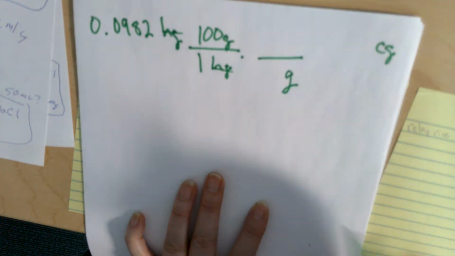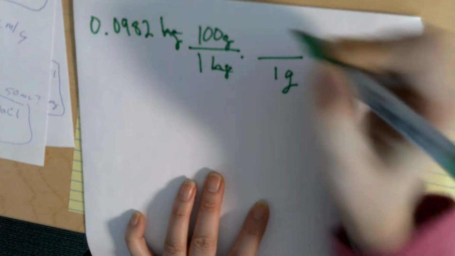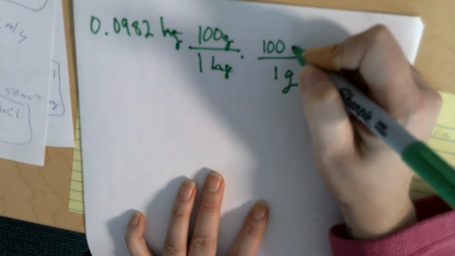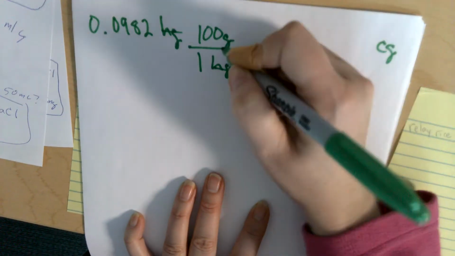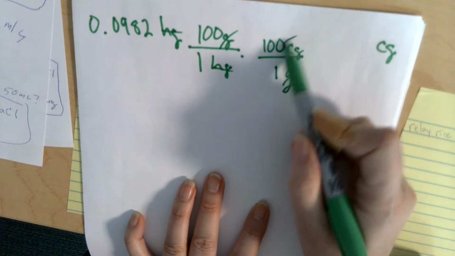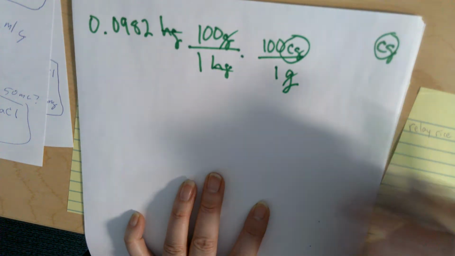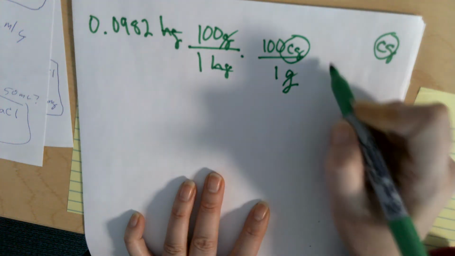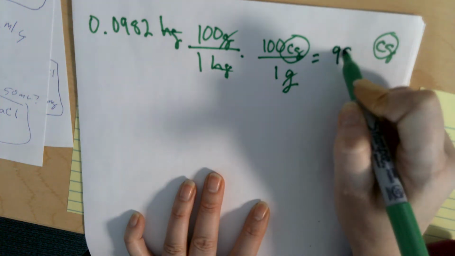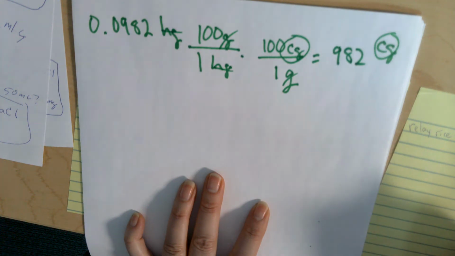And how do I go from grams to centigrams? I have 1 gram in 100 centigrams. So now grams cancel out. And now my units are what I want to end up with. So you multiply those out and you get 982. There you go. All right, next question.